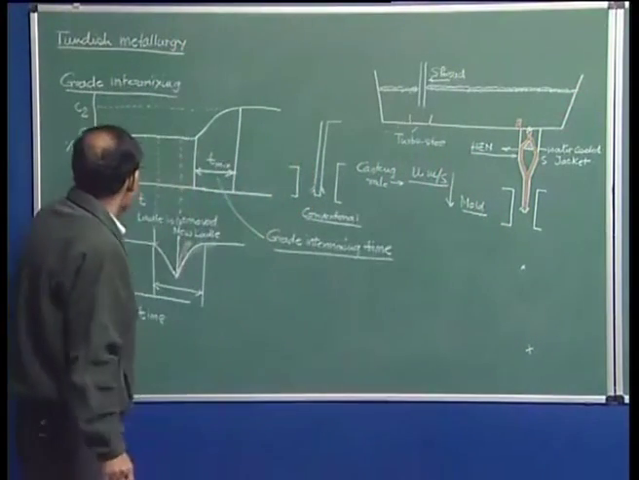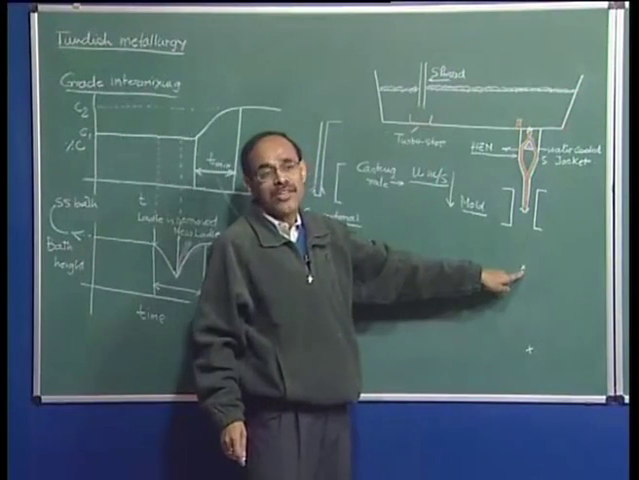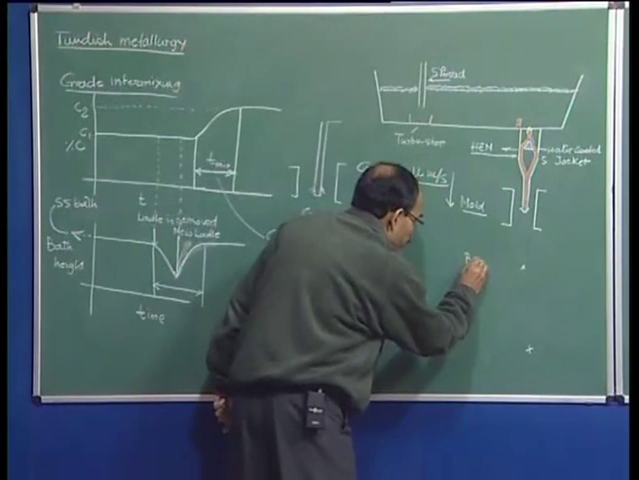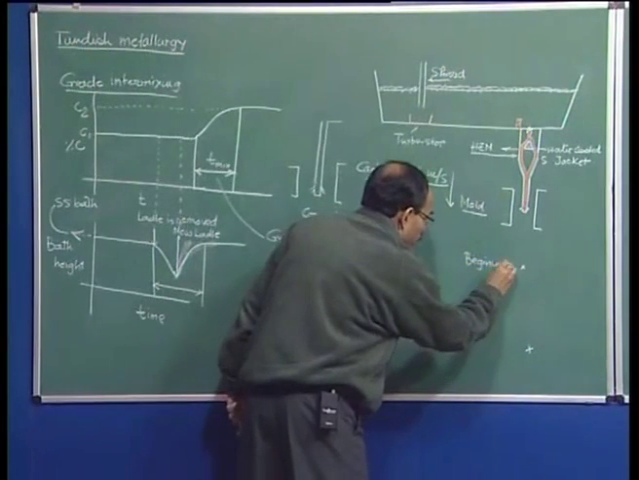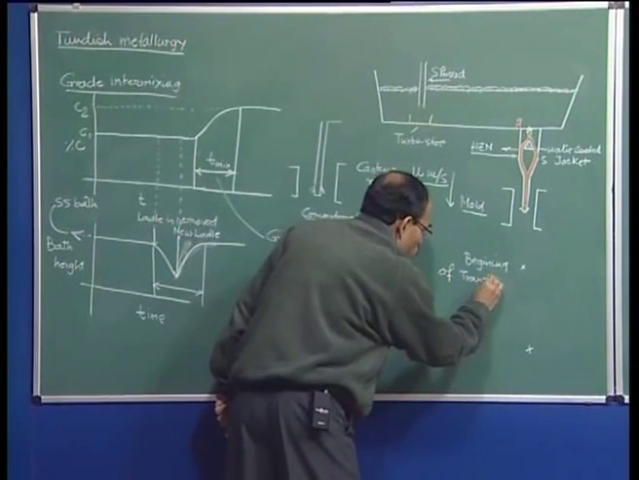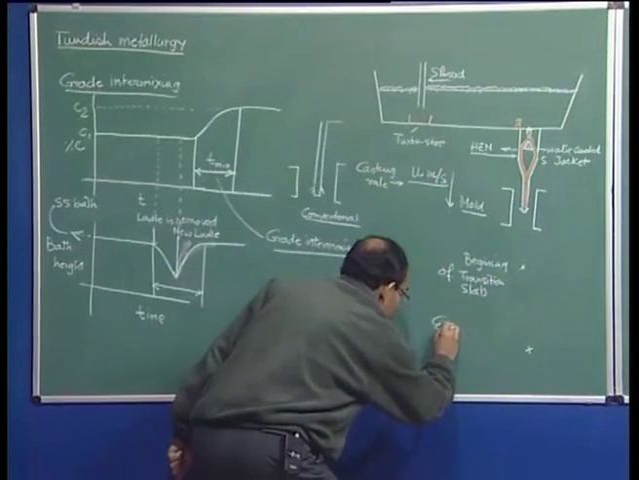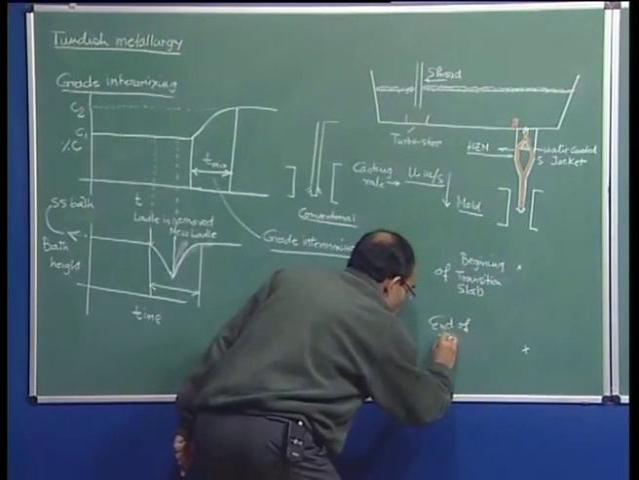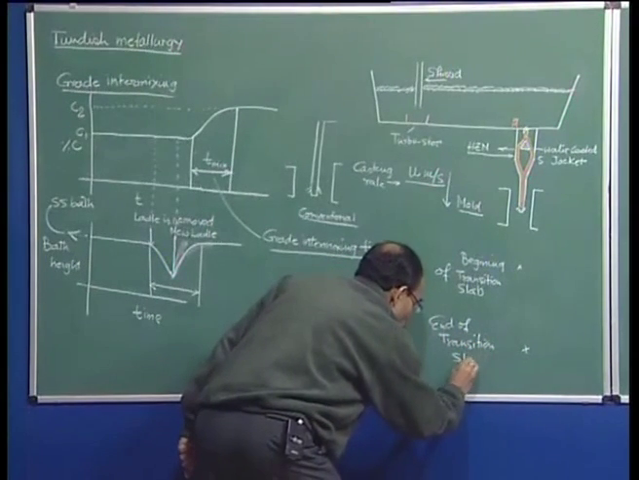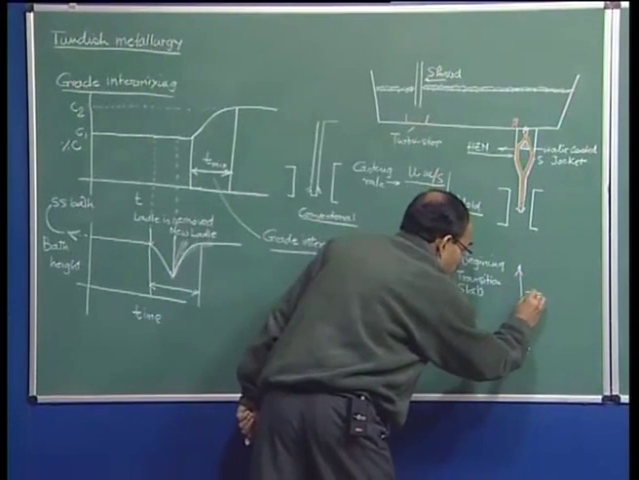By knowing this particular graph, I should be able to find out the beginning of the production of the transition slab and the end of the production of the transition slab. So, this is the beginning of transition slab, and this is the end of transition slab. So, this is called the transition slab length.